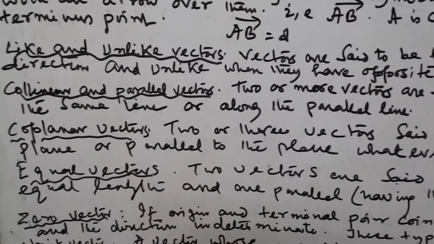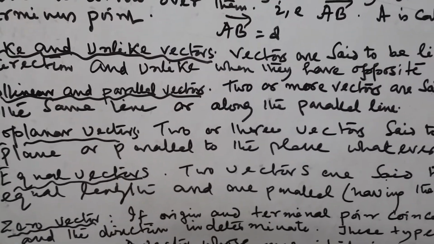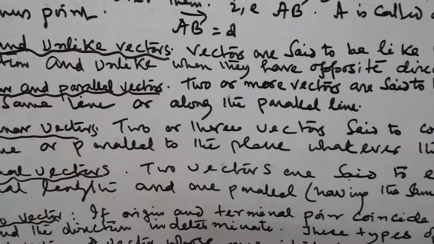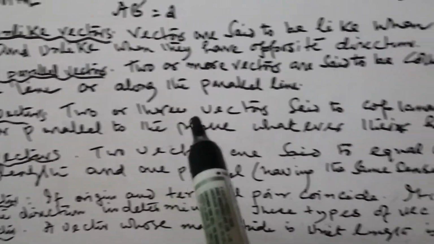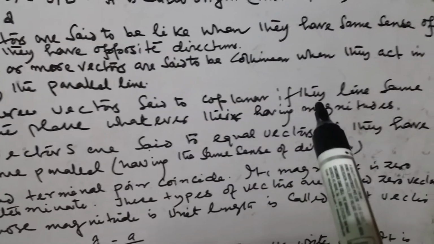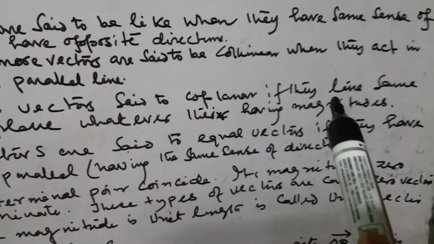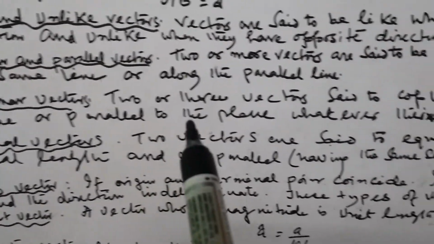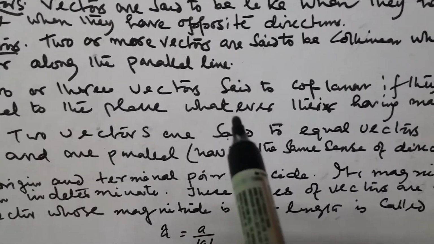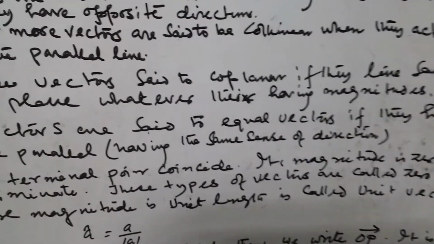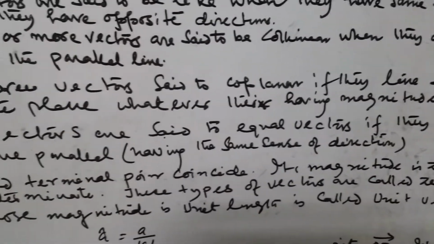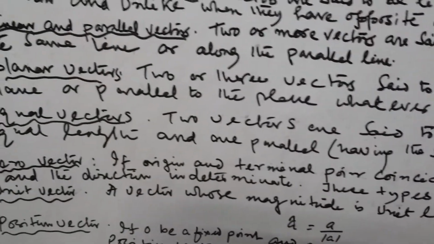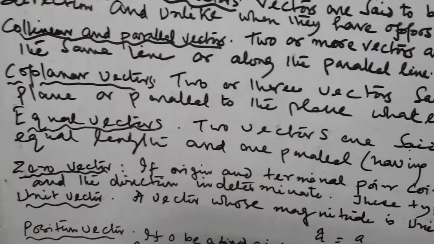Coplanar vectors. When a vector is parallel to a plane or in the plane, it is called a coplanar vector. Two or three vectors are said to be coplanar if they lie in the same plane or parallel to the plane, whatever their magnitude.